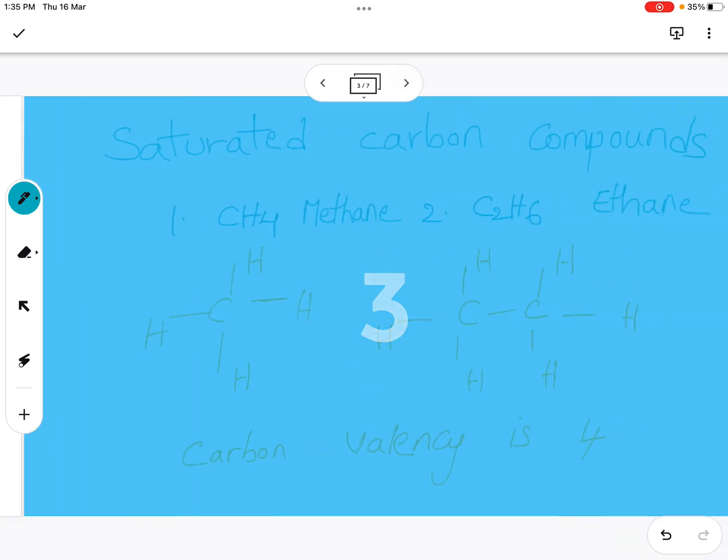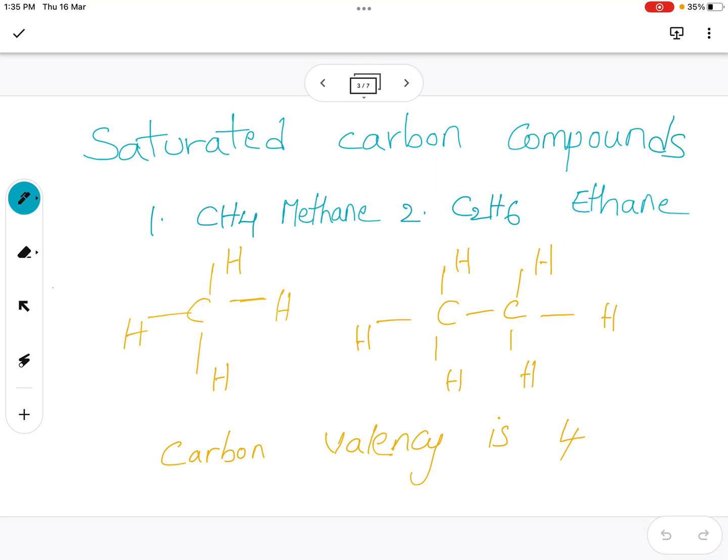For example, methane. We know the methane molecule. How many carbon atoms are present here? Only one carbon atom, so we call it meth. And the remaining bonds are single bonds, so we call it ane. So meth plus ane, the name is methane.